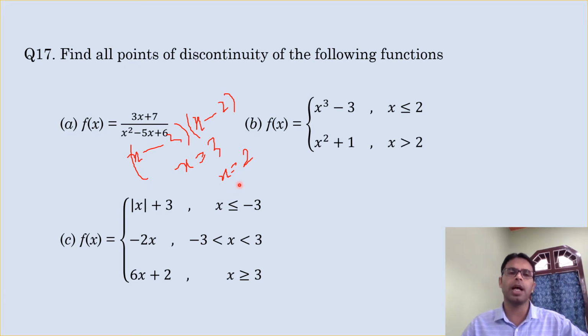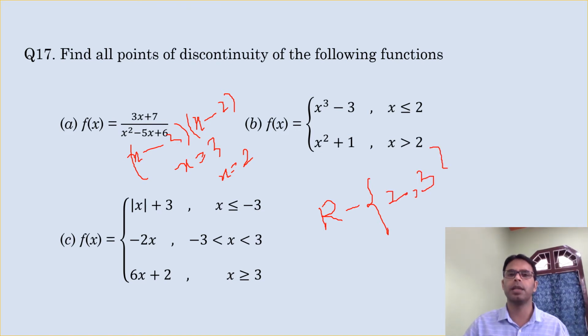But if the question asked for the domain, then you should write the function is a continuous function in the domain, because the domain of this function is the set of real numbers but not the points 2 and 3. So 2, 3 will be eliminated from the real numbers, and this is the domain. So in the domain the discontinuous points are already excluded, and therefore the function will be continuous at all points of the domain. Okay, so I am erasing this.